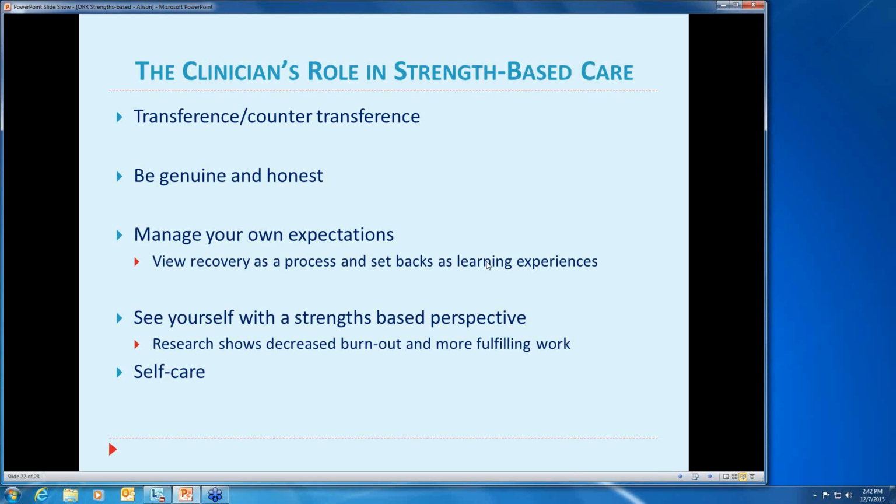So our role in the strengths-based care can also be complicated. It's important to be aware of transference and countertransference, or how the client may direct their emotions to you and how your past relationships and experiences might impact your perception of the client. It's also important to mean what you say, and this is especially important in strengths-based because it's important not to be overly positive or to deny struggles, and I'm going to reiterate that one over and over again.